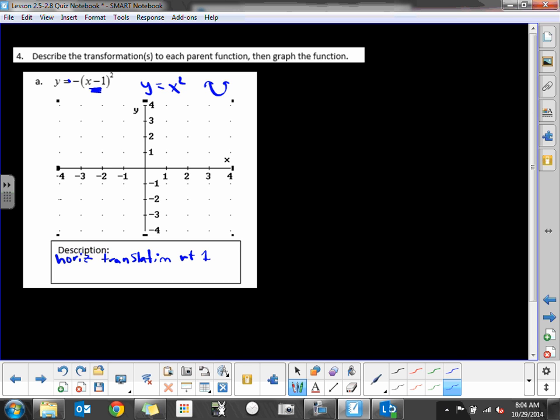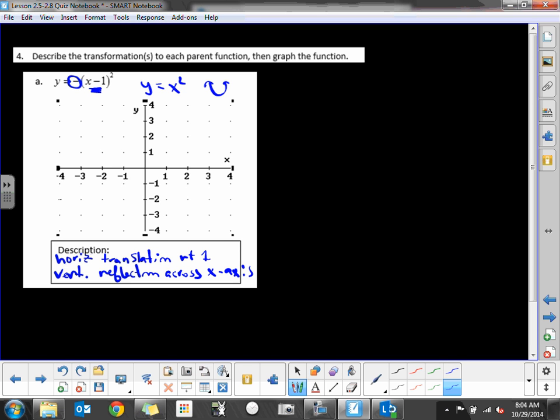The other one is on the outside of the grouping symbol, so it has to be a vertical transformation. And this vertical transformation, since it's multiplied by a negative, is a reflection across the x-axis. Those are the descriptions that I'm looking for. What kind of transformations did we use, in the transformational language of translations, reflections, or dilations? And dilations we can talk about later when we hit them, but those are stretch and shrinks.